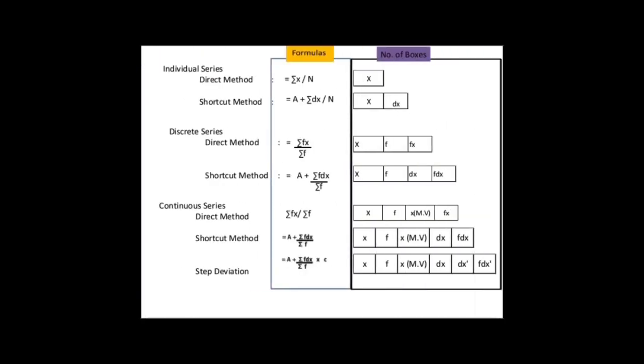Here we have given the formulas at a glance for all the series and all the methods.